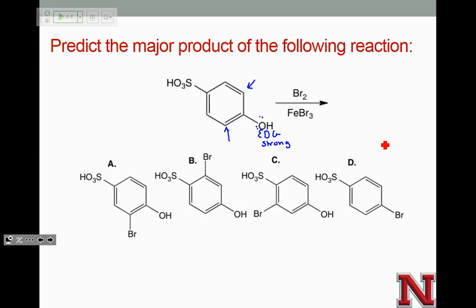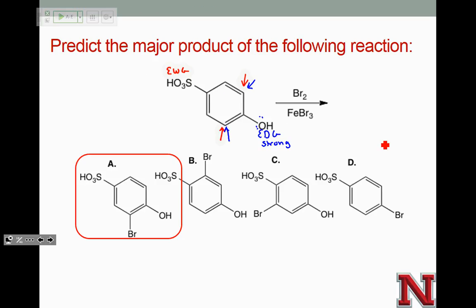And then we have our SO3H. That is an electron withdrawing group. So that's going to be meta directing. So meta to our SO3H is that position. So our answer is going to be the bromine, ortho to our oxygen, and meta to our SO3H. So that would be A.